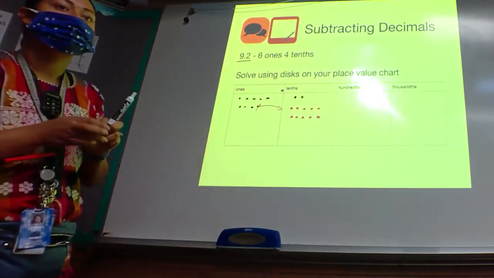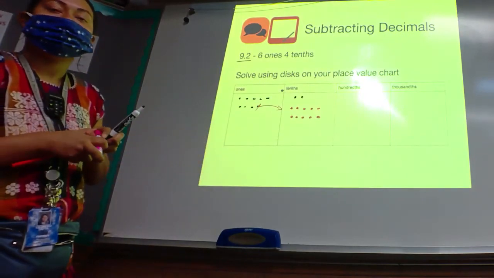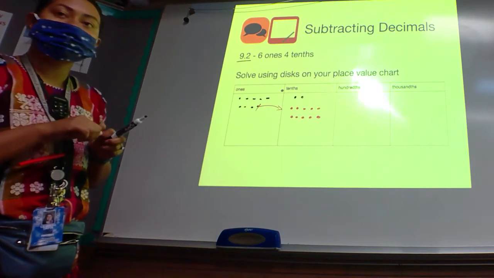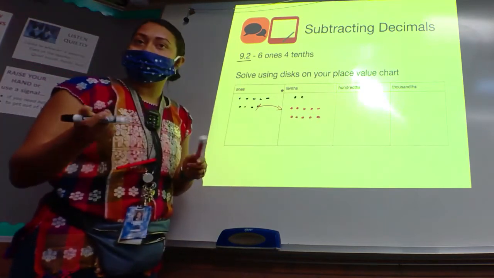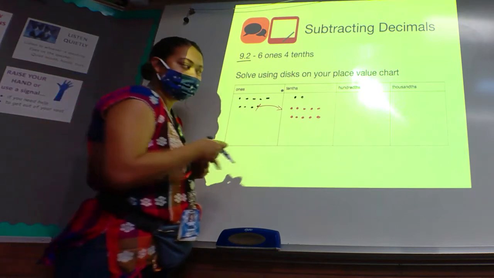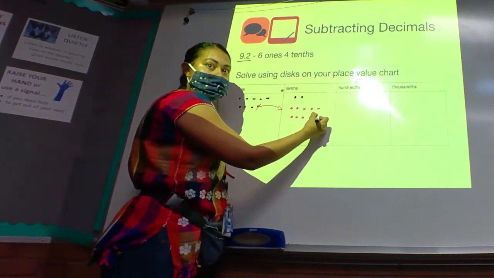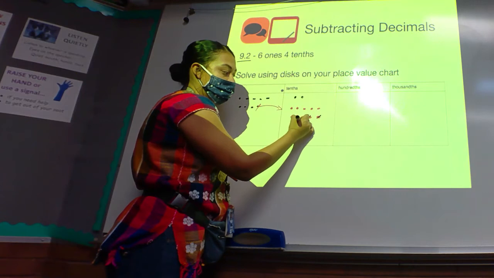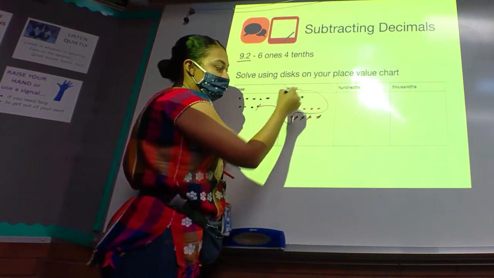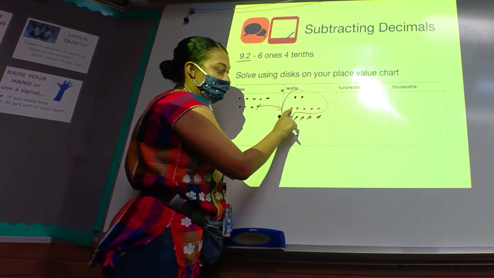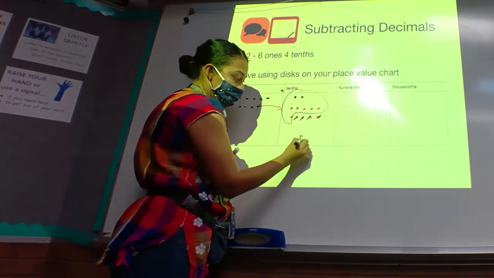Okay? Good. I can't see your answer, but I like how you're using that method. So now can we take out 4 tenths? Yes, we can. Okay, so I'll take out 4. 1, 2, 3, 4. So now left over we have 8 tenths. Beautiful.